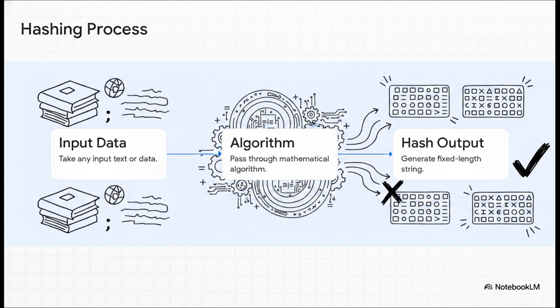This generates a fixed-length string of characters called a hash. Here's the absolute exam-winning concept you need to remember. If you change even a tiny comma in that input data, the resulting hash output changes completely. Because of this, the network instantly knows if someone is trying to tamper with a record.